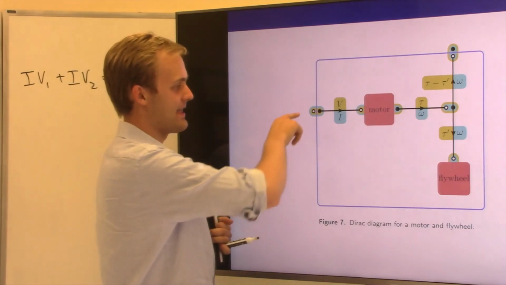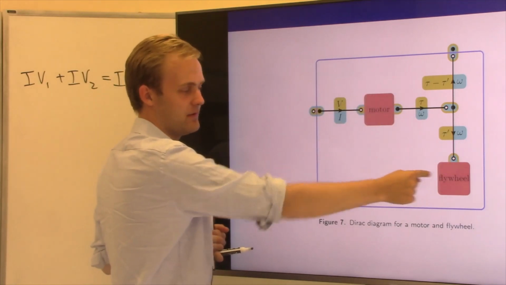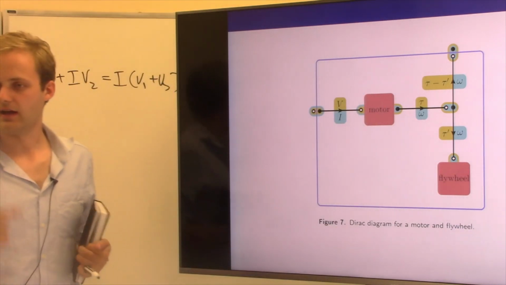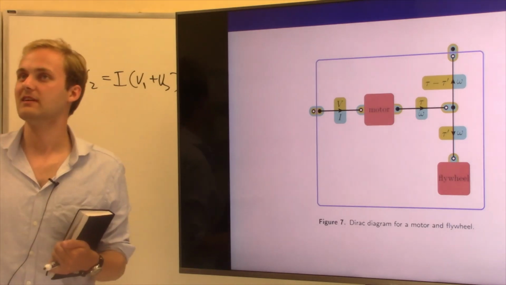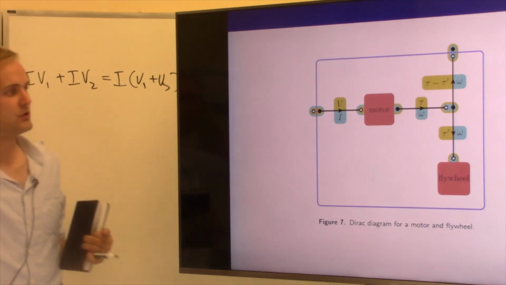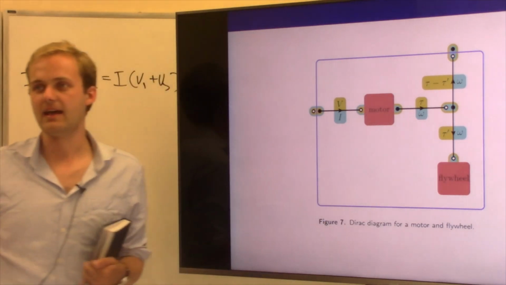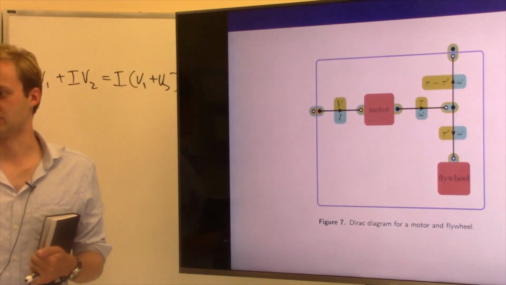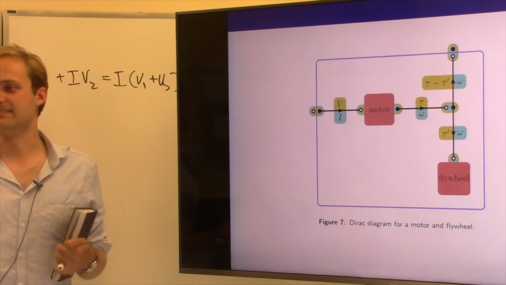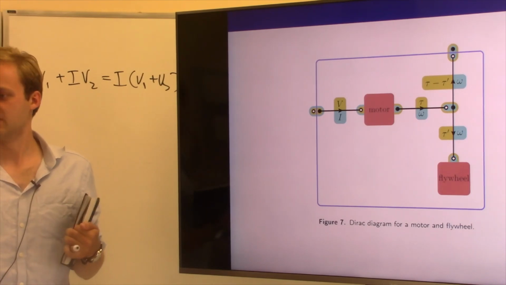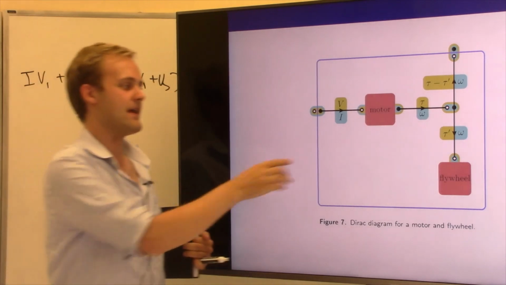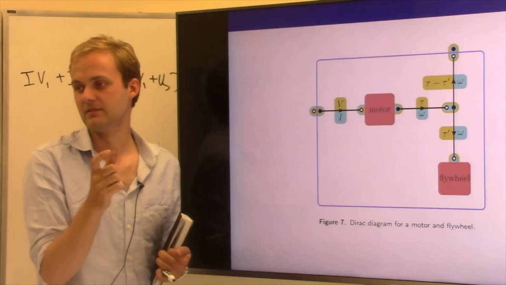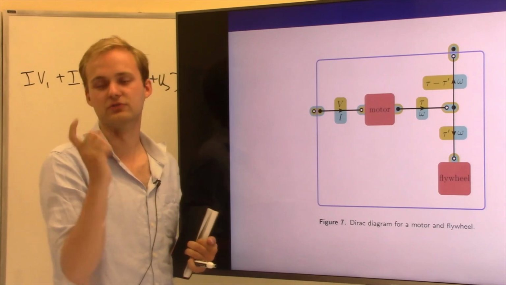And then here's a flywheel. The flywheel acts like a capacitor. Or more specifically, if you think of rotational velocity as current, it acts like an inductor in that its state is the angular velocity that it's going at. And then you can apply torque to it to increase or decrease the speed.